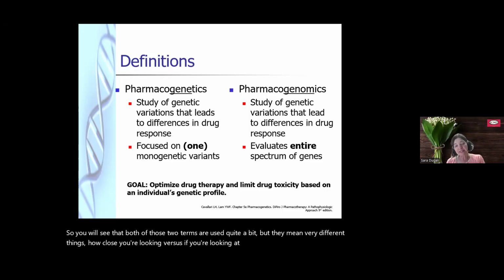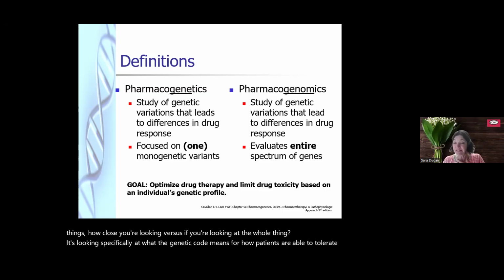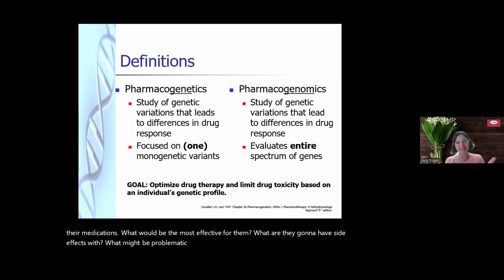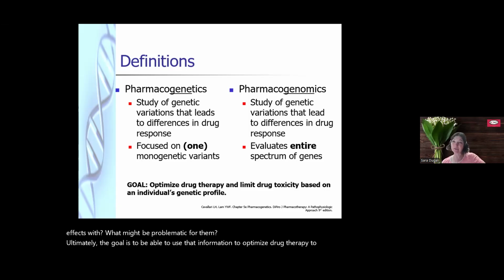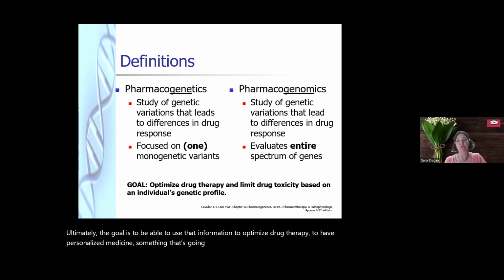It's looking specifically at what the genetic code means for how patients are able to tolerate their medications. What would be the most effective for them? What are they going to have side effects with? What might be problematic for them? Ultimately, the goal is to be able to use that information to optimize drug therapy, to have personalized medicine, something that's going to work and that's least likely to cause you adverse effects. We're not quite there yet, but we are on our way.